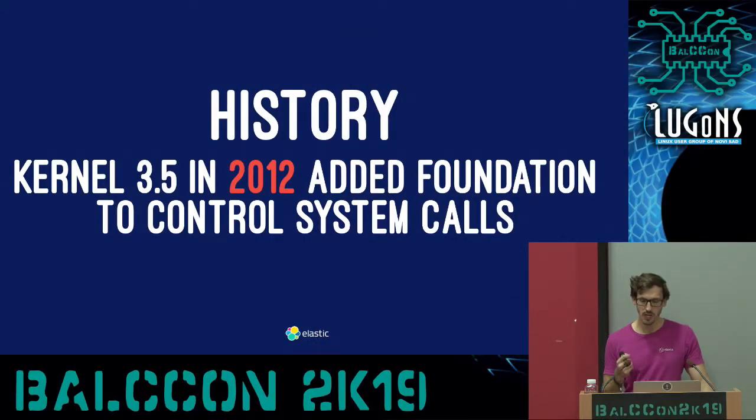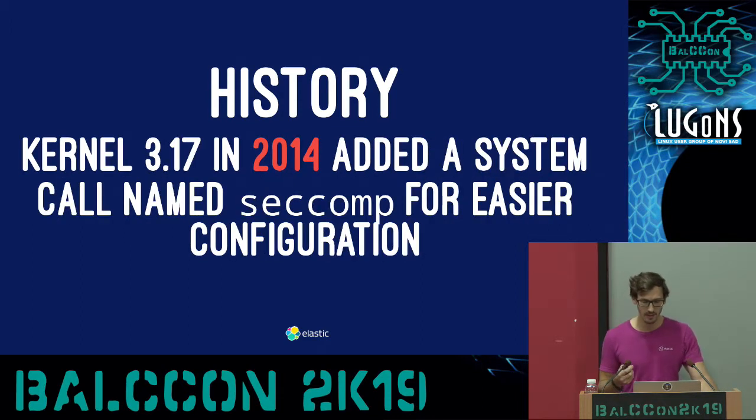Then, in 2012, the foundation was added to control system calls more finely grained, so you can actually register which syscalls are supposed to be allowed and which ones are supposed to be forbidden. This was further improved, especially the ease of configuration, in 2014, when there is now a system call named seccomp. With that, you can actually register which system calls are supposed to be allowed. This is what you're most likely using today, unless you have a very old kernel somewhere. This is what you get.